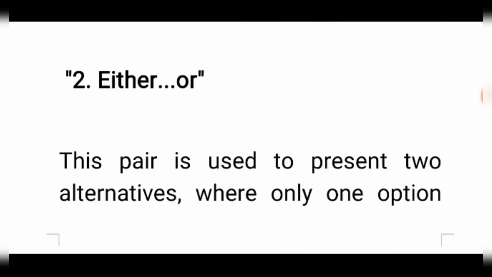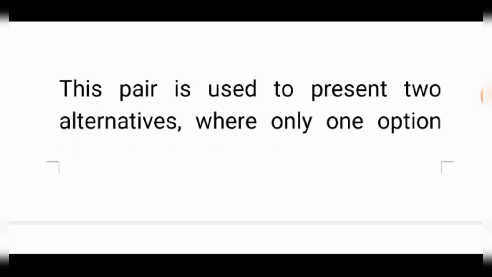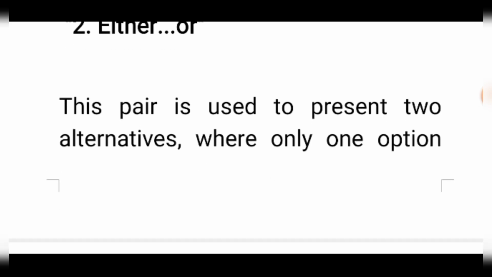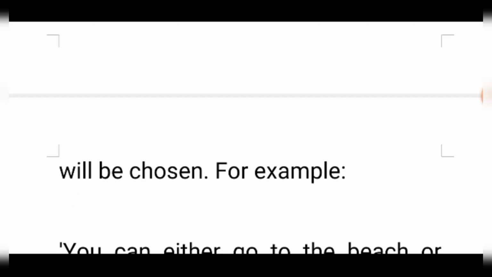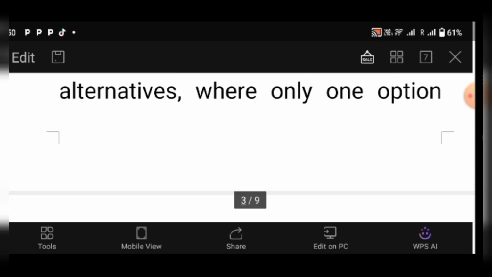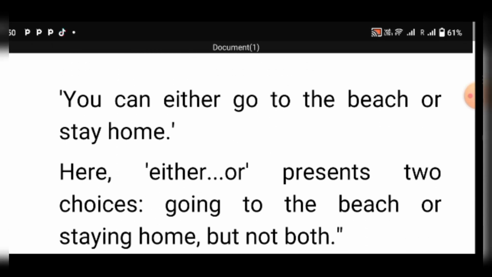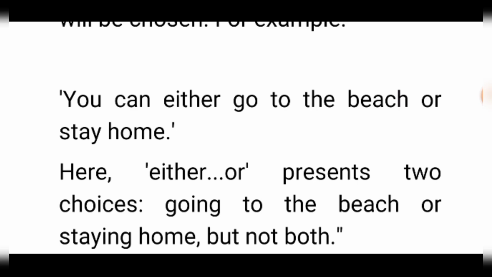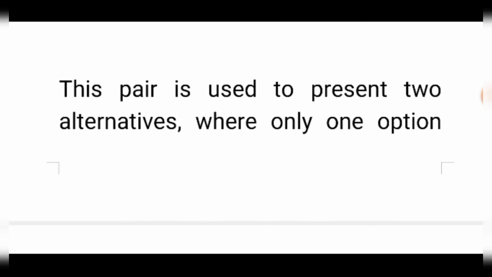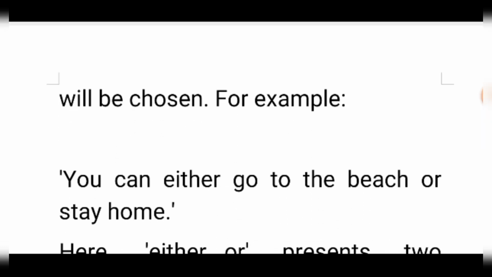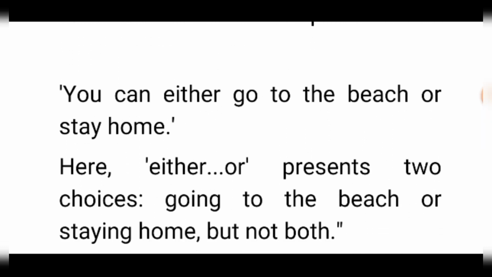Second, either or. This pair is used to present two alternatives where only one option will be chosen. For example, very interesting, this one is very interesting. You can either go to the beach or stay at home. Now, listen, what was the definition? This pair is used to present two alternatives of which only one option can be chosen. You can either go to the beach or stay at home.